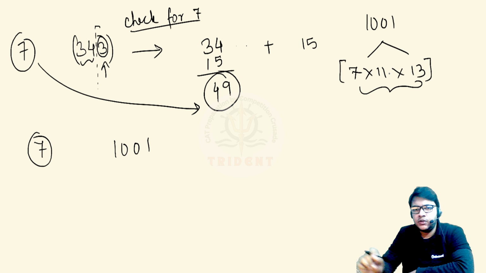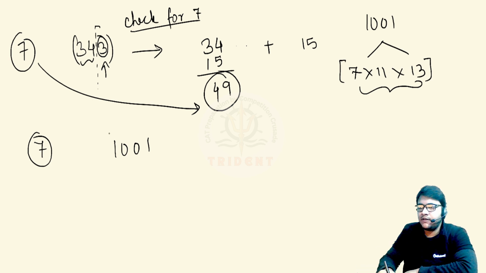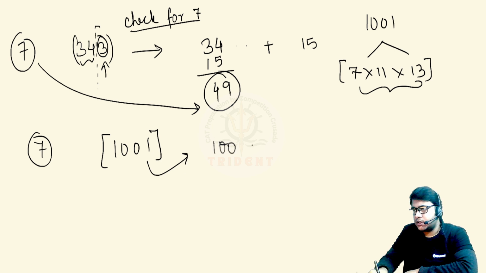It's a beautiful number. There is a beautiful application of 1001 in subsequent lessons, but for this lesson itself I am just giving you the idea that let's check this number. Okay, so this can be written as 100 plus 05. So let's add 05 to this, so this becomes 105.